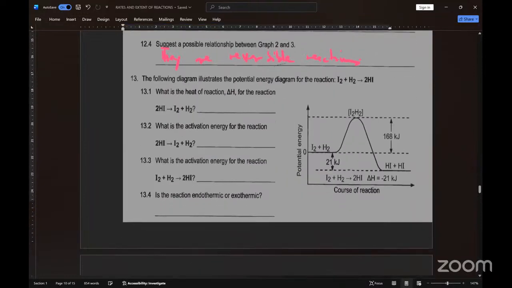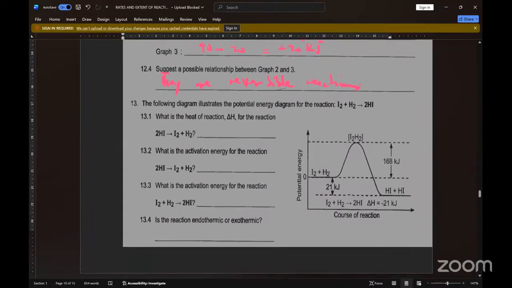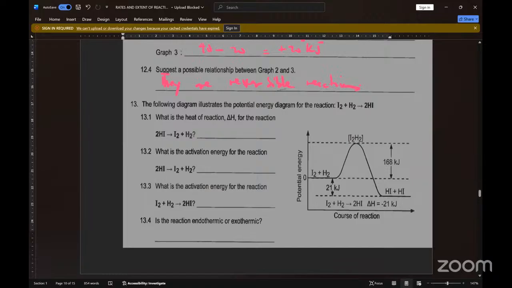I don't know whether we need to answer this one. Okay, it says the following diagram illustrates the potential energy diagram for this reaction. What is the heat of reaction delta H for the reaction? Now you see that this one is hydrogen plus iodine to give you hydrogen iodide. And this one is the opposite, the reverse. So whatever value you have for this, if it is positive, this must be negative. If it is negative, this must be positive.